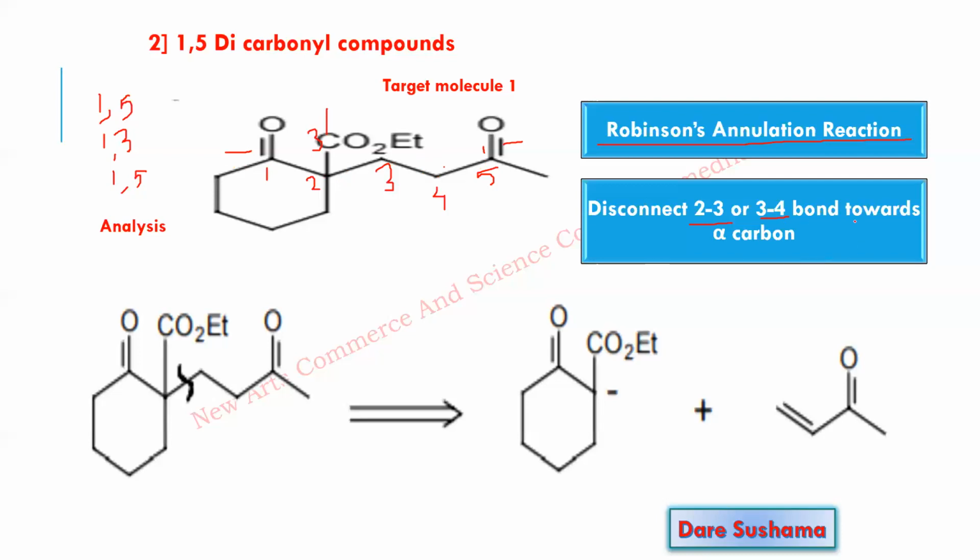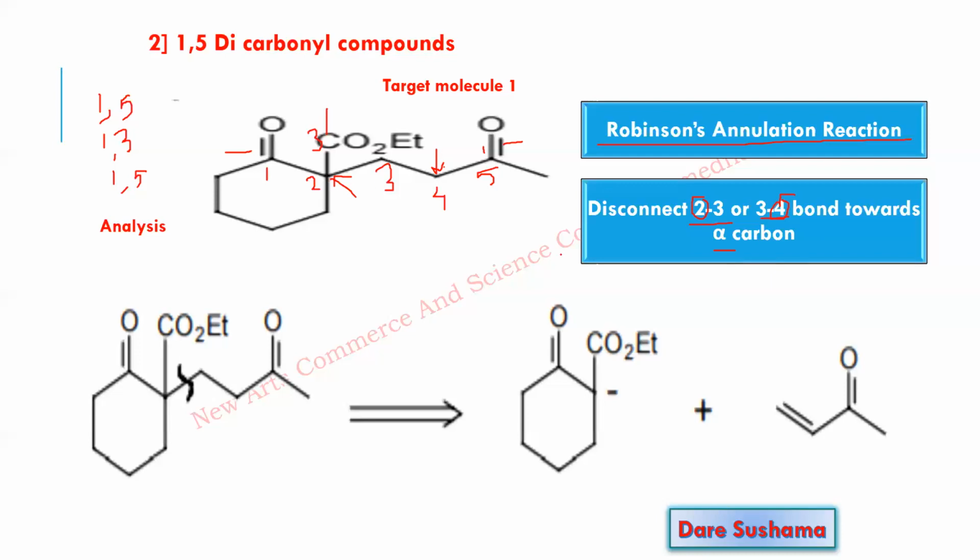Now this disconnection is in which direction? Always in the direction of the alpha carbon. So which is that alpha carbon? The alpha carbon is always number 4 and number 2. So in which direction do you have to disconnect? In the direction of the alpha carbon, that is, in the direction of number 2 or in the direction of number 4. That is the direction of disconnection.